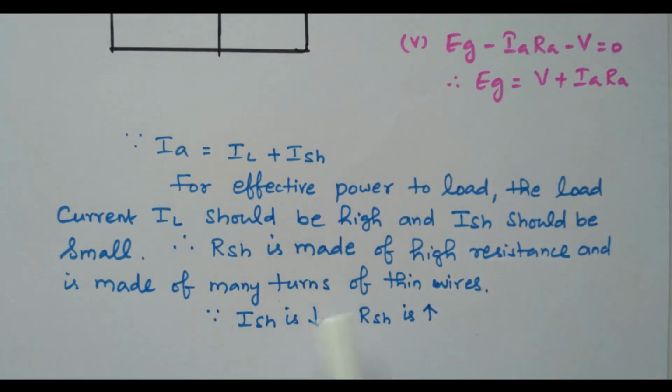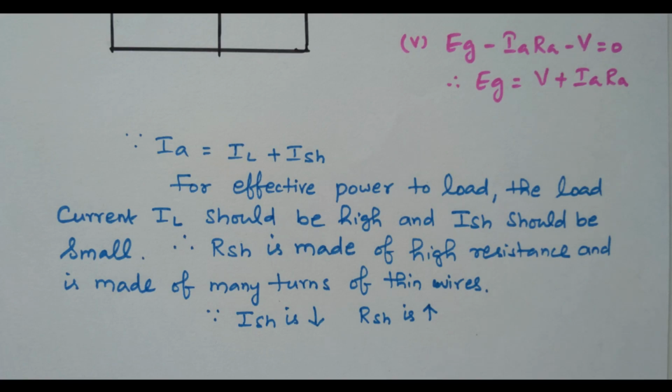High resistance means it is made up of many turns of thin wire, so that only a small amount of current flows through the shunt field winding. Since the shunt field current is very less, the resistance is increased, so it is made up of many turns, right? If ISH is very small, IL will be more. If IL is more, more power will be delivered to the load circuit.